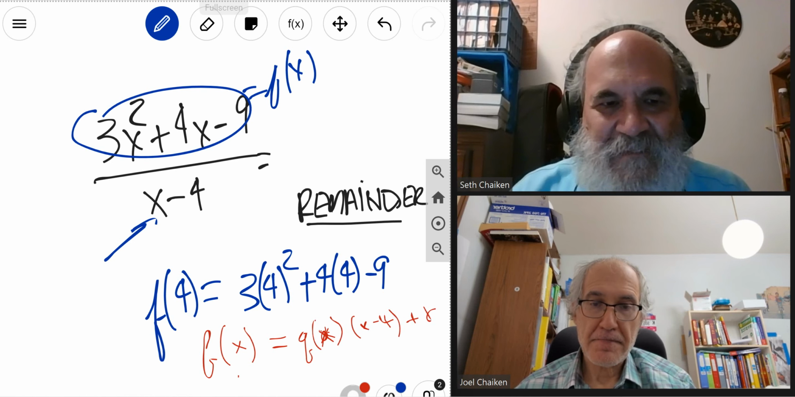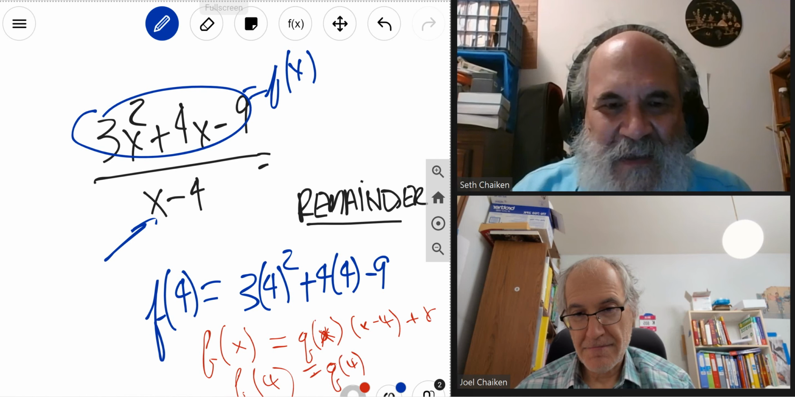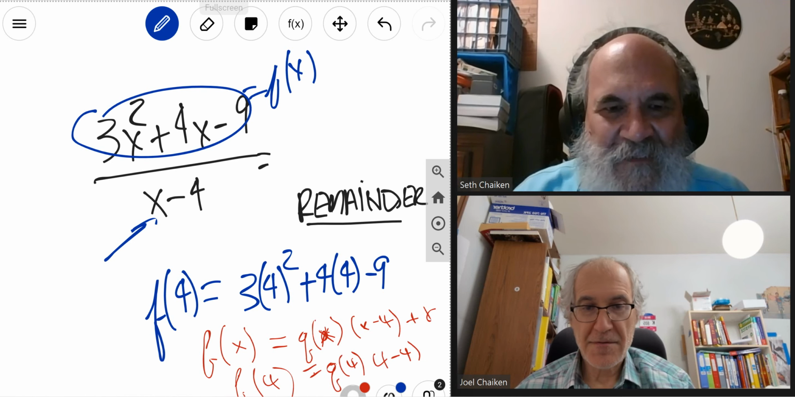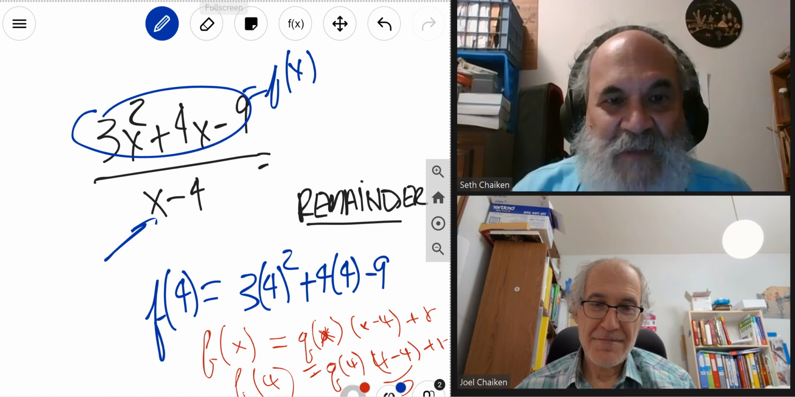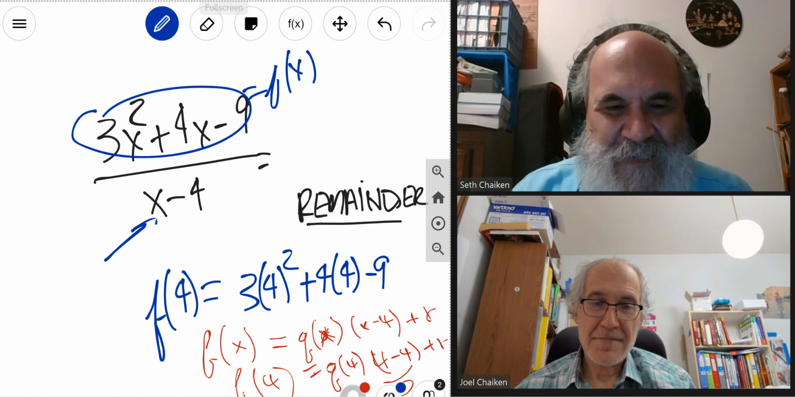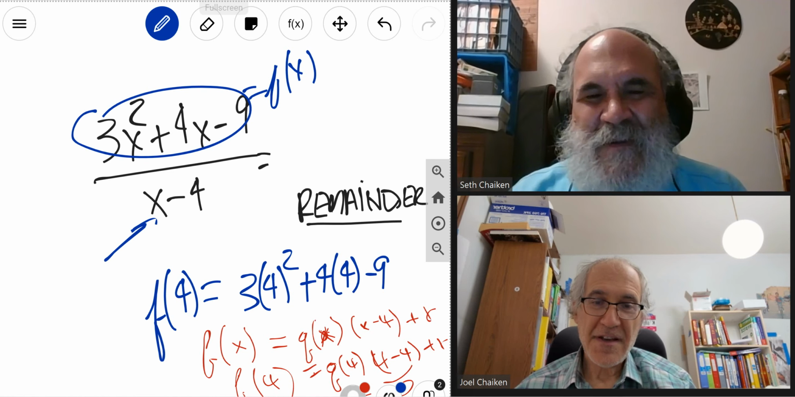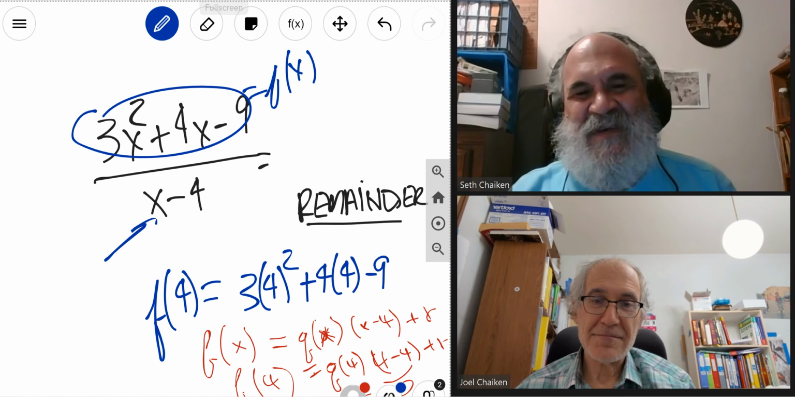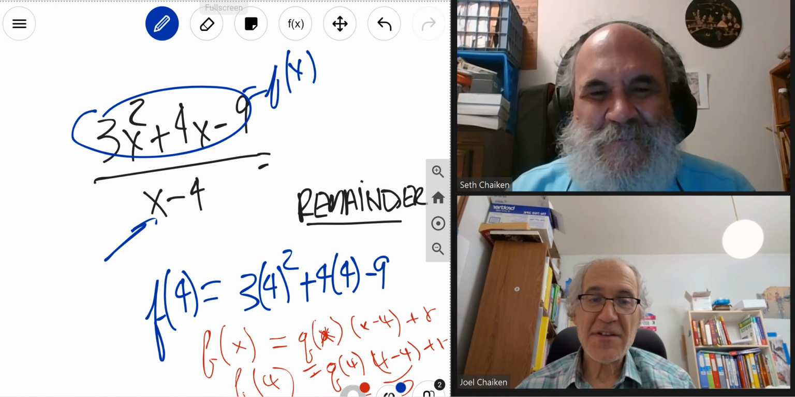If you plug in 4 for x, you get the quotient times 4 minus 4, which is 0, plus the remainder. You don't care what the quotient is. Wow, that is so cool. I never saw that before. And that proves the rule that Joel reminded you of. This is a proof of the remainder theorem. That's the coolest thing I saw today.